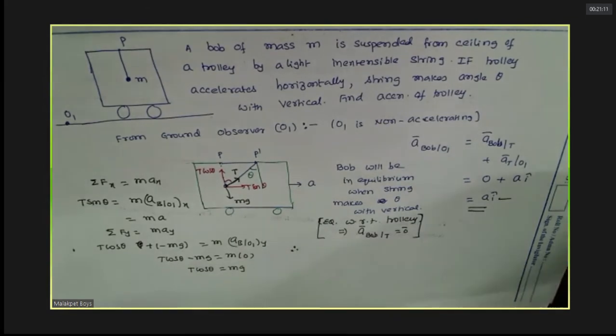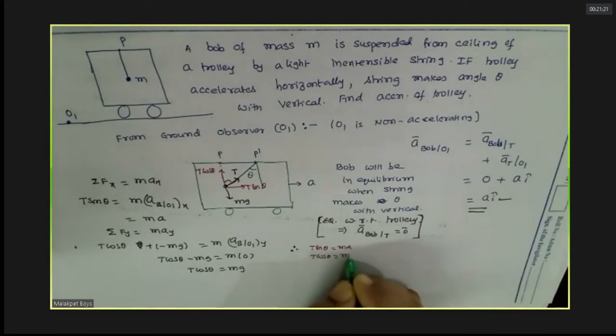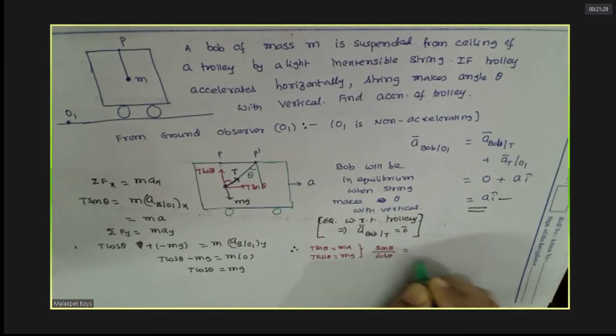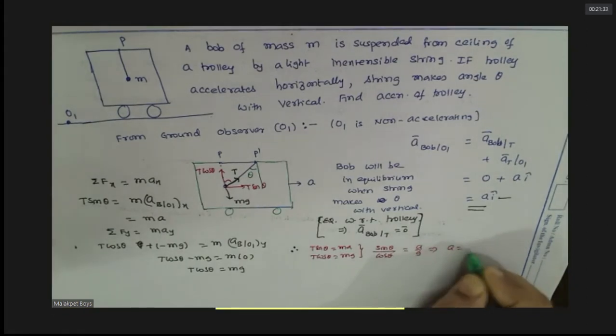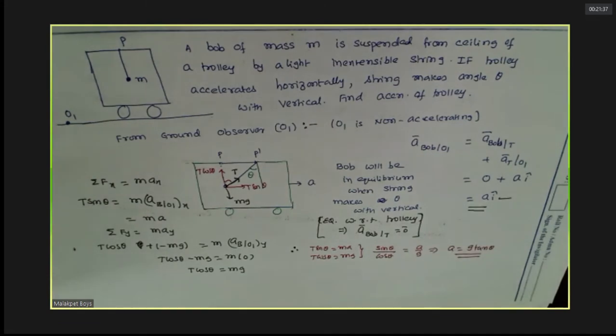Therefore, we have two equations. What are those? T sin theta equals ma, and T cos theta equals mg. If you divide one by the other, the tension can be eliminated. You get sin by cos equals a by g, that is tan theta. So a equals g tan theta. Understood this? Understood, sir.